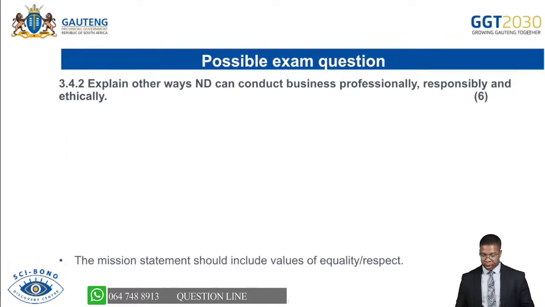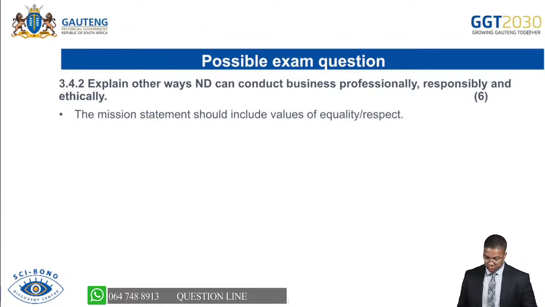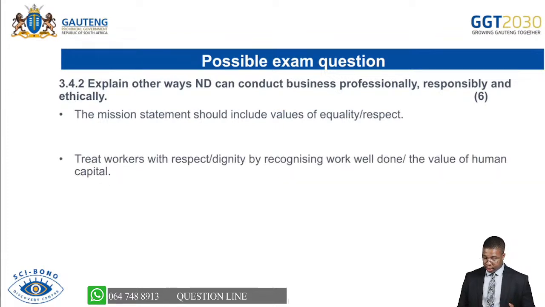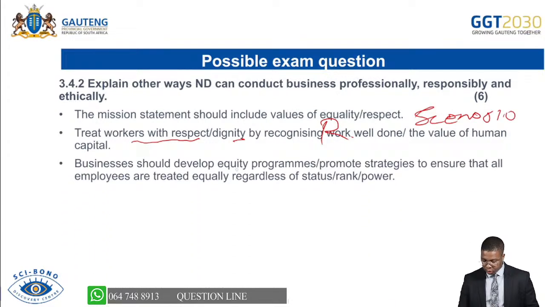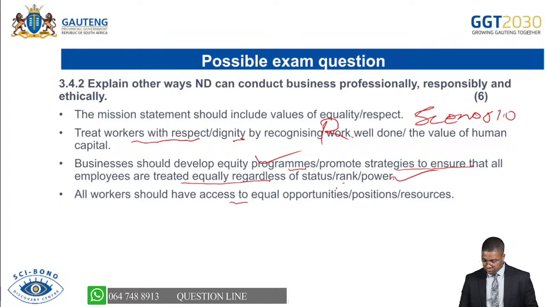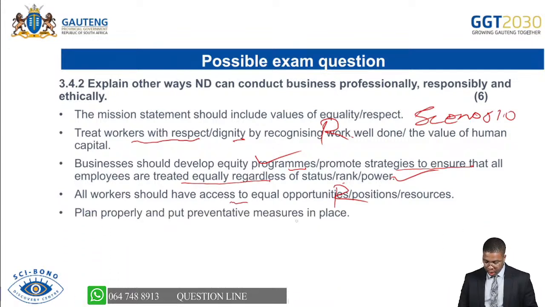Then, as we proceed, we look into the other ways. The mission statement should include values of what? Equality and respect. That shows ethicalness. Then they should treat employees with respect and dignity by recognizing the work well done. Do we give it marks? No, this is a repetition because we saw it from the scenario. Don't make that mistake. And then businesses should develop equity programs and promote strategies to ensure employees are treated equally regardless of their status, rank, or position. Then all workers should have access to equal opportunities. That's a repetition. We saw it from the scenario. Plan properly and put preventive measures in place for anything that has to do with being professional or ethical.